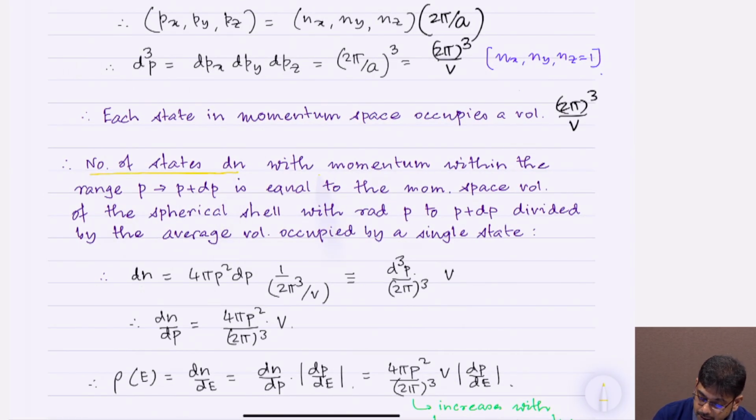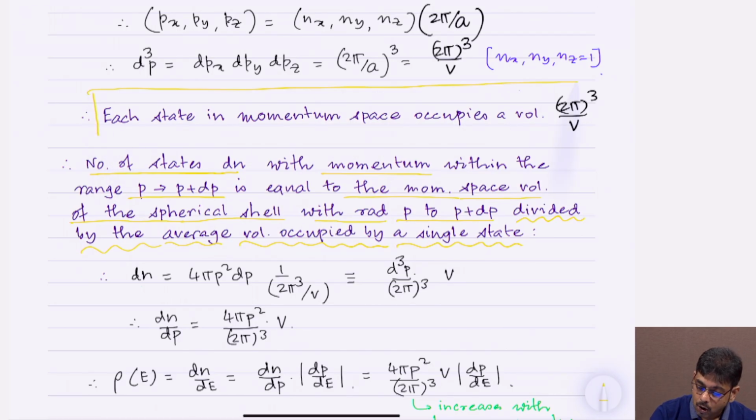Now, we are going to ask the question: what is the number of states dN that we have between the momentum range p to p plus dp? Then you say, okay, this is essentially equal to the momentum space volume between p and p plus dp, that is, in the spherical shell with radius p to p plus dp, divided by the volume occupied by each single state, because we have already stated that each single state in momentum space basically occupies a volume of (2 pi) cube by V.